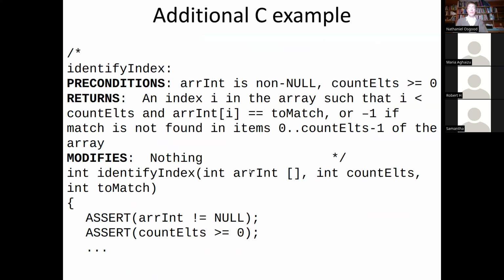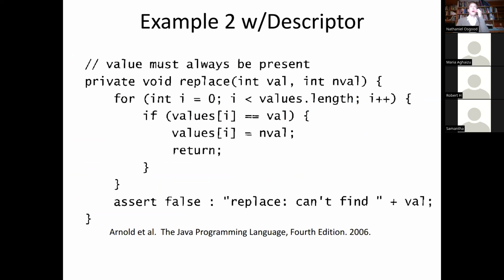Additional examples here. Identify index. So here, we're looking for a point in this int array that matches the value I'm looking for. I want to make sure that the array is not null, and that the count of elements is greater than or equal to 0 here. Notice that this does use a return value to signal it's not found. It's like the find first. There's another case of an assertion.